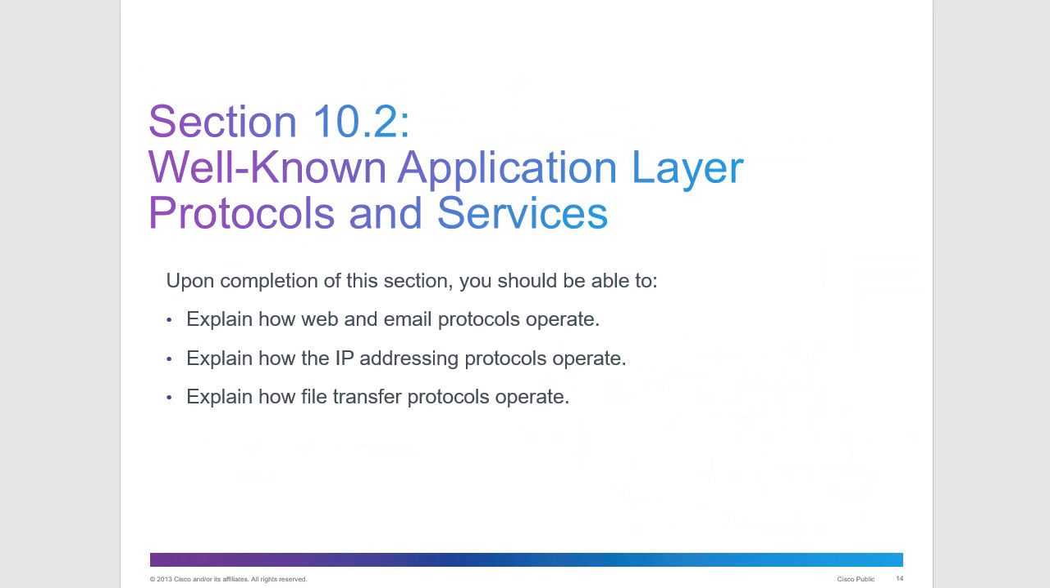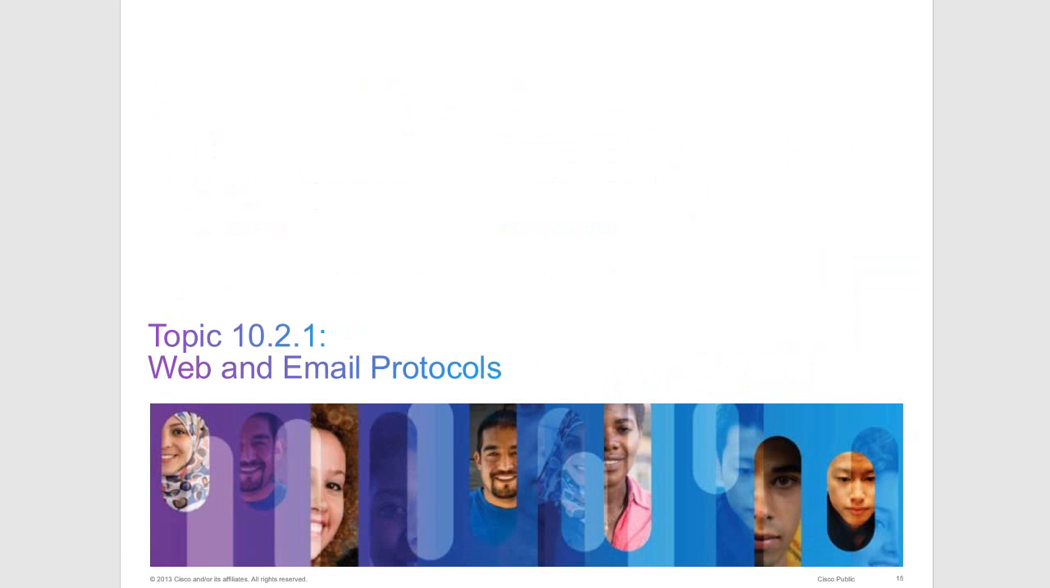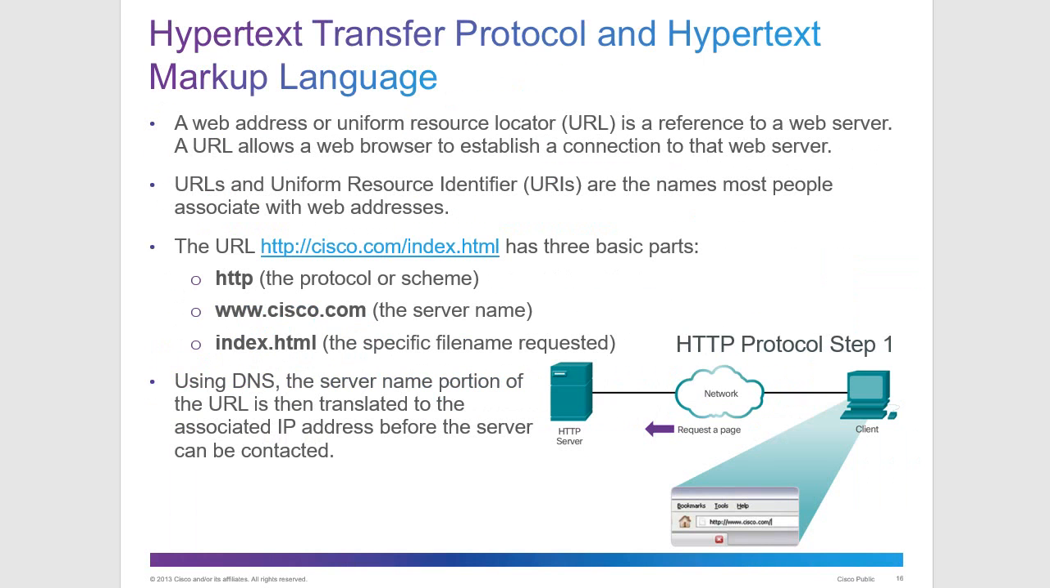We have some well-known application layer protocols and services that we'll go through. Web and email. HTTP, or Hypertext Transfer Protocol, is what we have on this slide, and the process it uses to deliver a requested web page. URLs here are discussed, which are uniform resource locators, basically what you type into a web browser to get your web page, or a URI, a uniform resource identifier. You've got three parts of your URL.